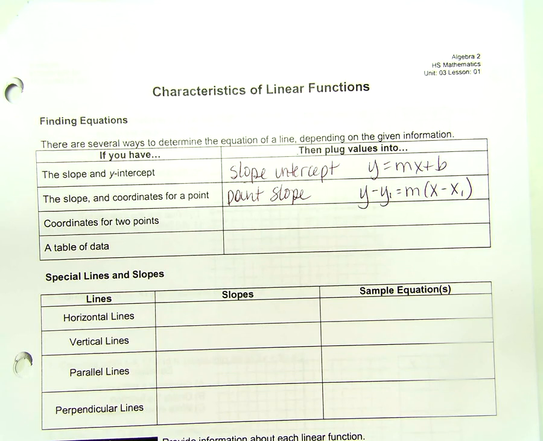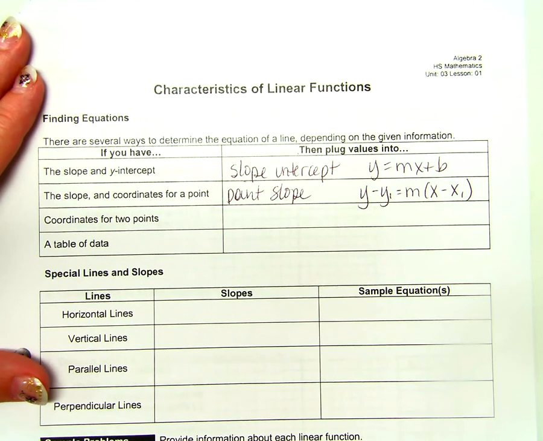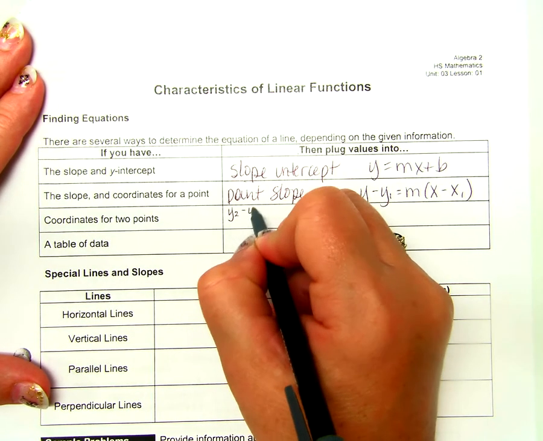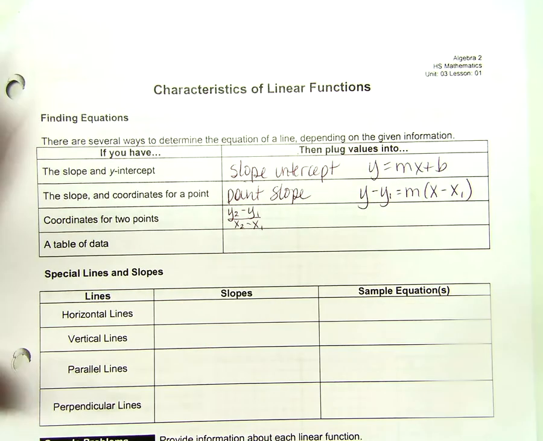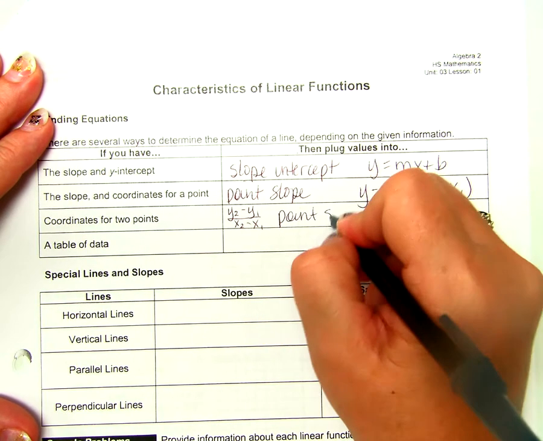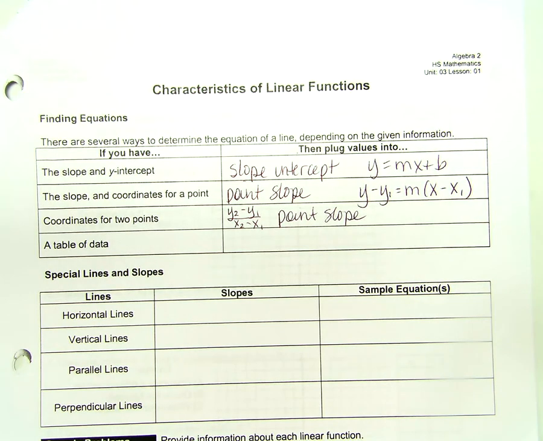Okay? So what about if we have coordinates for 2 points? First, we have to use this, right? First, we have to use the slope formula to find the slope. And then if we have a slope and a point, then probably point-slope form. Again, I'm not going to write it because it's right above there. You can figure that out, yes?